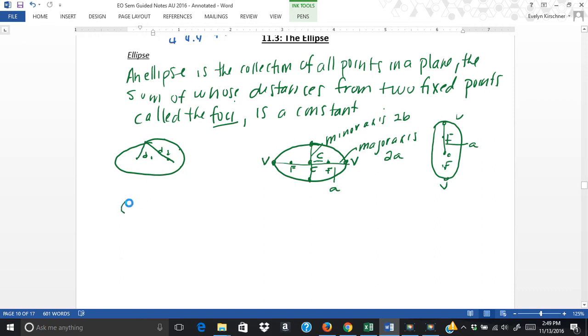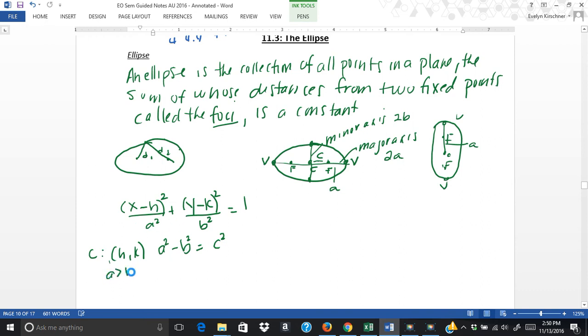So if I have one that's in the x direction, my equation looks like this. And then my center is at (h, k), okay, equals 1. And there's a relationship that says that a squared minus b squared equals c squared. So a is bigger than b every time. a is bigger than b. And a is also bigger than c. And this happens for both equations. So here my major axis is in the x direction because a is bigger and it's under the x value.